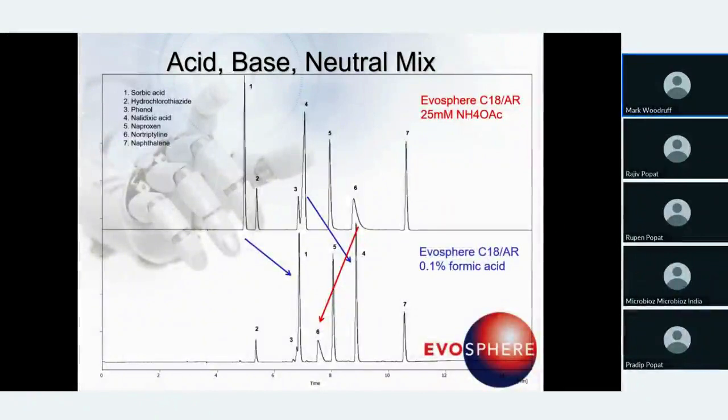So in particular, peak 1 and 4 move around a lot, and also our peak 6 moves in the opposite direction using pH, which is something that we would potentially expect. 1 and 4 are our acid species, and 6 is our basic species. So they're moving based on the pH of the mobile phase and based on the multiple character of the C18AR stationary phase.